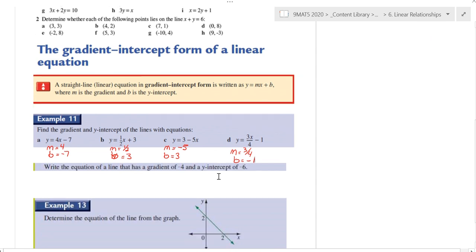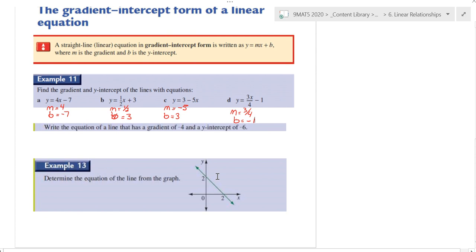Now it's asking me to write the equation of a line which has a gradient of minus 4 and a y-intercept of minus 6. Again, we had some questions on that yesterday. m equals minus 4. b equals minus 6. So y equals mx plus b is simply y equals minus 4x minus 6.